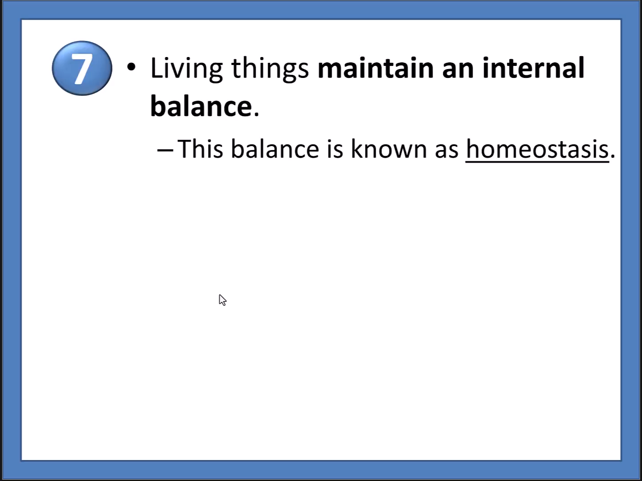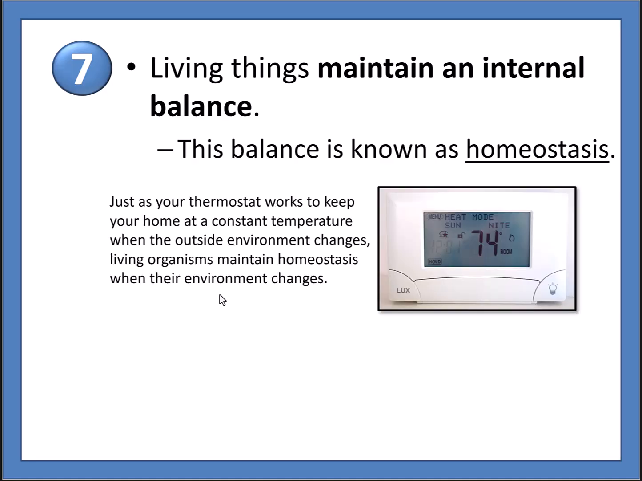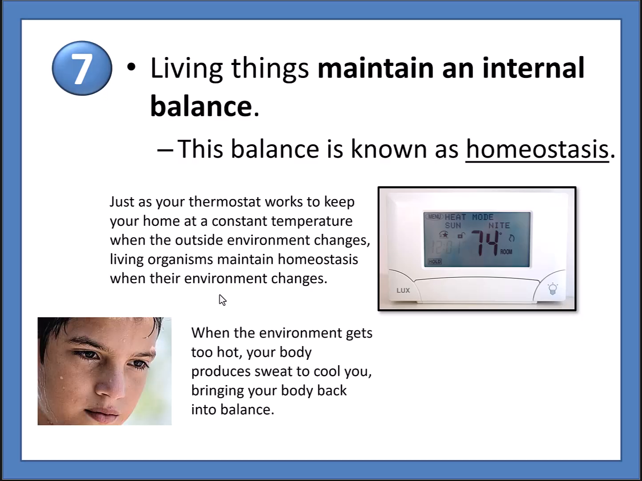7, living things maintain an internal balance. This balance is known as homeostasis. So just as your thermostat works to keep your home at a constant temperature when the outside environment changes, living organisms maintain homeostasis when their environment changes. For example, when the environment gets too hot, your body produces sweat to cool you down, and it brings your body back into balance. There's all kinds of examples of how your body maintains homeostasis. Temperature is just one example. It also balances hormones and nutrition and oxygen, all kinds of things.